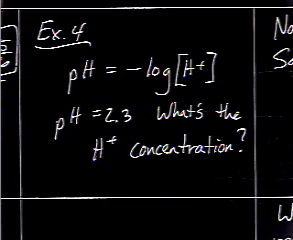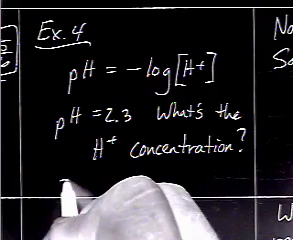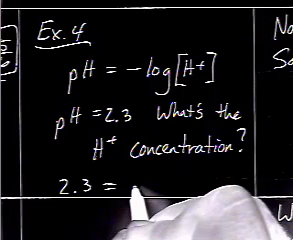Did you know that pH and hydrogen ion concentration have a logarithmic exponential type relationship? No, this is not a formula or equation you have to memorize. If you need it on a test or quiz, I will give it to you. So let's suppose that the pH is 2.3. What's the hydrogen ion concentration? Okay, so I plug my 2.3 into the equation.